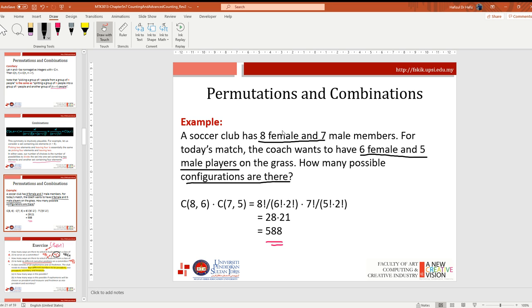So we combine female with female, male with male. We can have the combination of 8 factorial over 6 factorial times (8 minus 6) factorial, which is n factorial over r factorial times (n minus r) factorial, multiplied by 7 factorial divided by 5 factorial times 2 factorial. So we have 588.